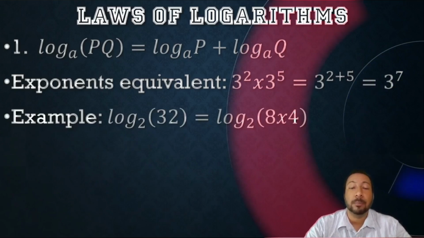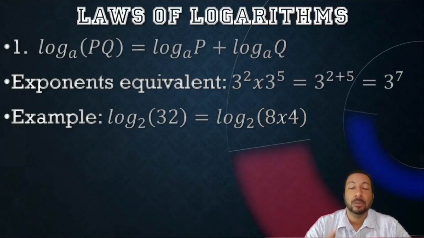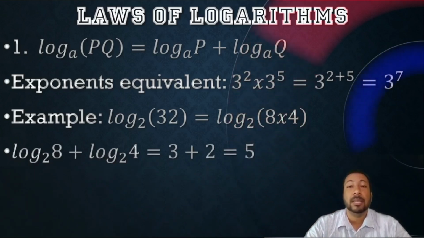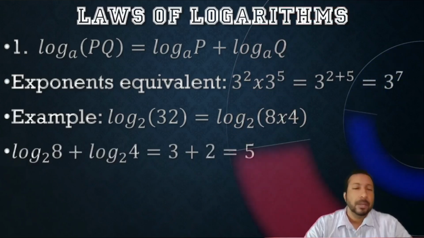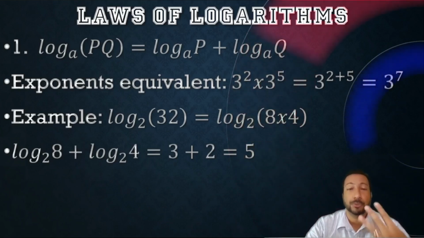So let's look at an example. Let's say you are to find the log of 32 in base 2. Well, if you don't know what the log of 32 is, you can break down 32 into a product of two numbers. So I know that 8 times 4 gives me 32. So I can say that it's going to be the log of 8 in base 2 plus the log of 4 in base 2. Now, 2 to what power gives me 8? Well, that's 2 times 2 times 2. So the log of 8 in base 2 is 3.